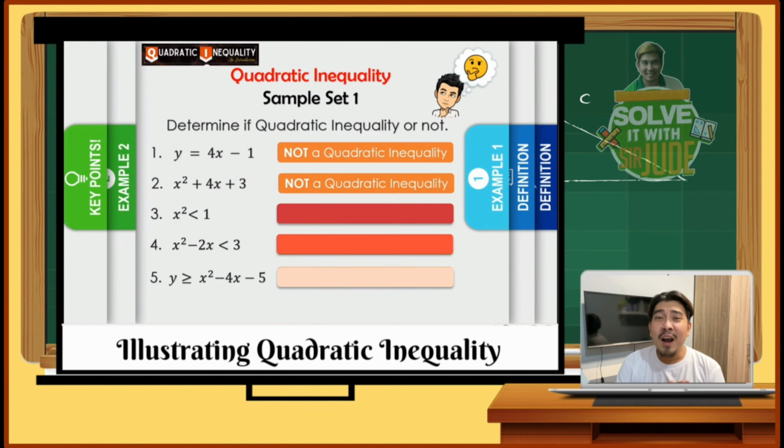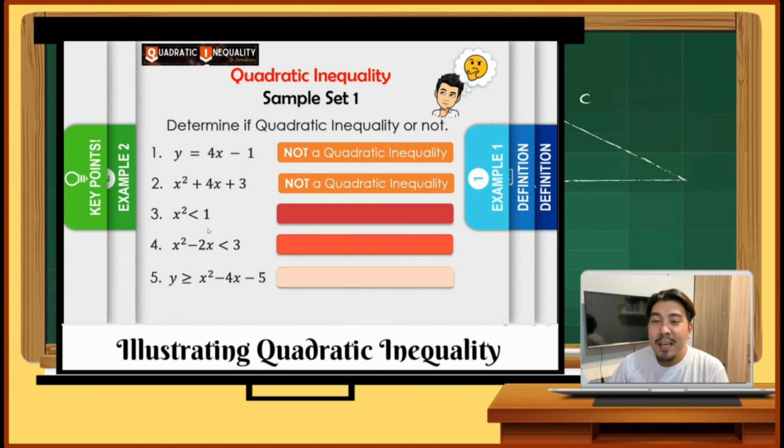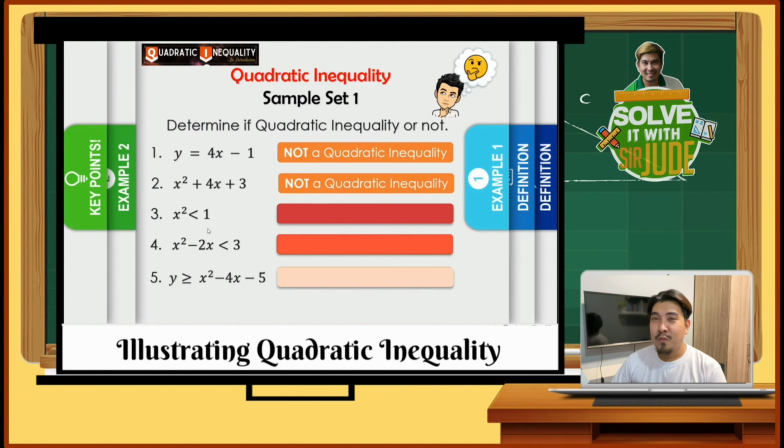By the way, si number 1 ay isang example ng lesson natin ng grade 8, linear equation. Well, number 2, discuss natin to nung tayo ay nasa quadratic equation, differentiating equation from expression. So this is a quadratic expression. Let us take a look at number 3. So for number 3, we are given with x squared is less than 1. First condition, meron ba siyang quadratic term?